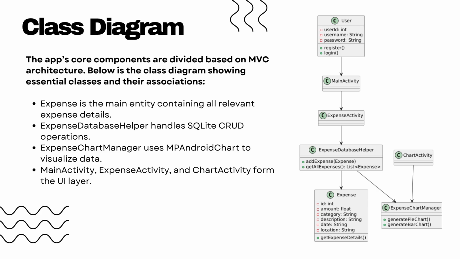Then we have the control or the logic layer. Expense chart manager uses MP Android chart to transform raw data into pie or bar charts. The user class handles authentication logic separate from expense operations.